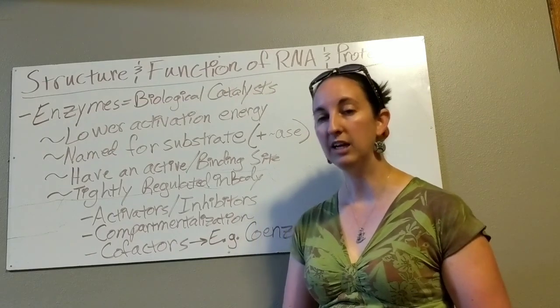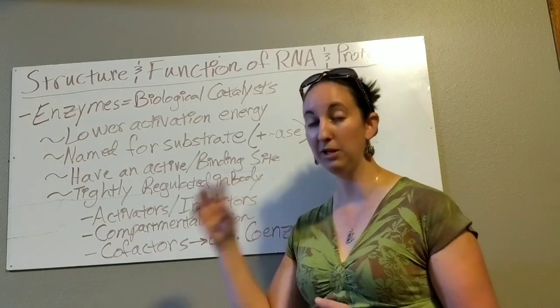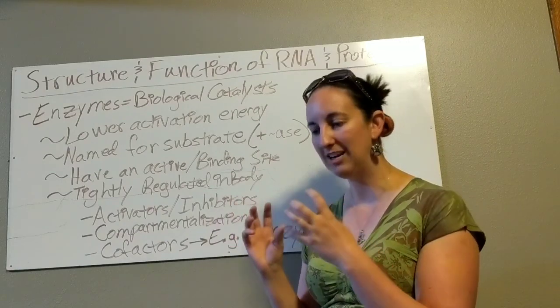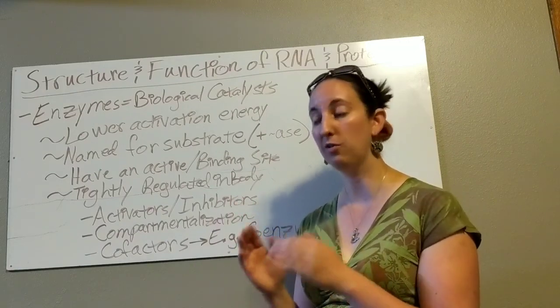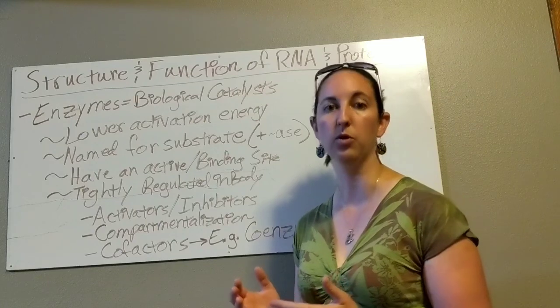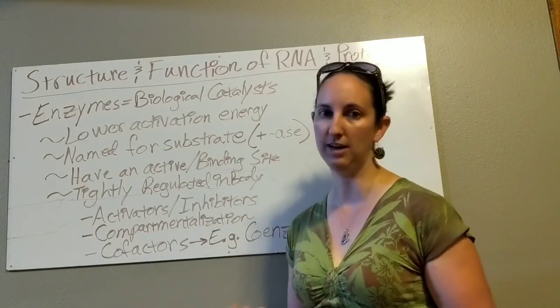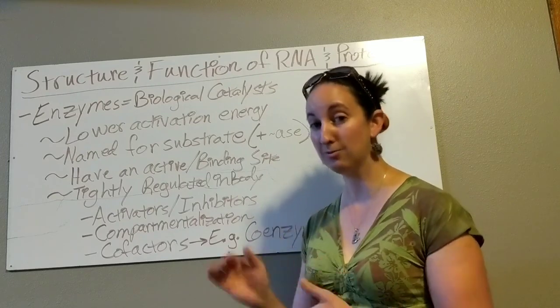You can also have an inhibitory molecule that attaches to someplace other than the active site of the enzyme and somehow changes the shape of the enzyme so that the active site is no longer available for the substrate to be able to bind. And that's an example of a non-competitive type of inhibitor because it's not directly binding to the active site.